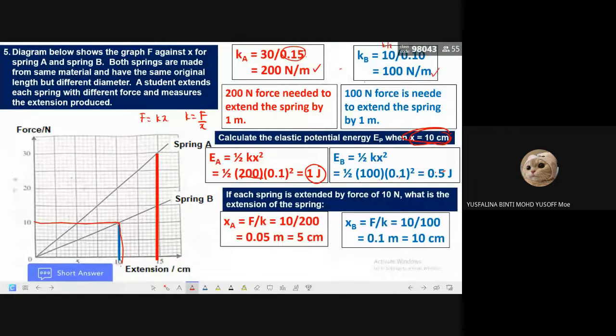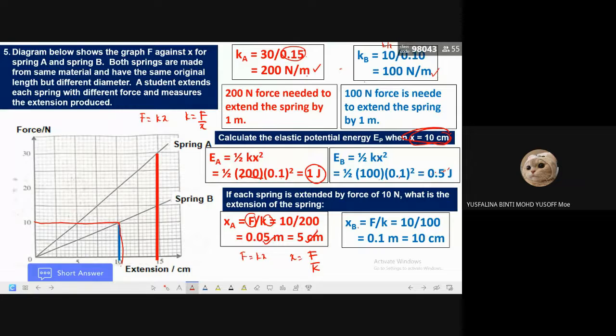Okay, 0.5 joule. The next part is if the spring is extended by a force of 10 Newton. So F equals kx, so your x is equal to F over k, right? Your force now is 10 Newton, and you already have your k value here, which is 200. You just divide, you will get 0.05 meter, and you change it to cm, 5 cm.